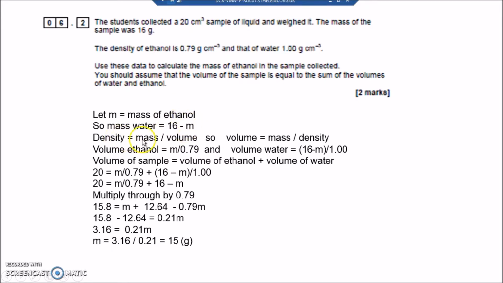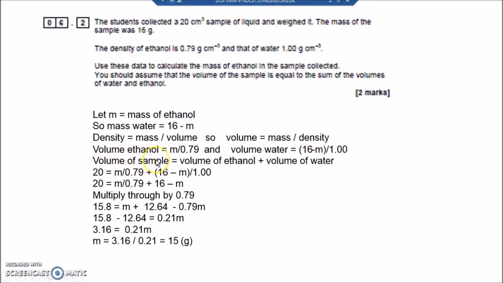So now, if I know density is mass over volume, I've got the masses of the ethanol and the water, albeit with the letter M in there. I know the densities of each of them. I can say that volume is mass over density, so I can work out the volume of each. The volume of the ethanol is the mass of the ethanol, which is M, divided by its density, 0.79. The volume of the water is its mass, 16 take away M, divided by 1, which is its density.